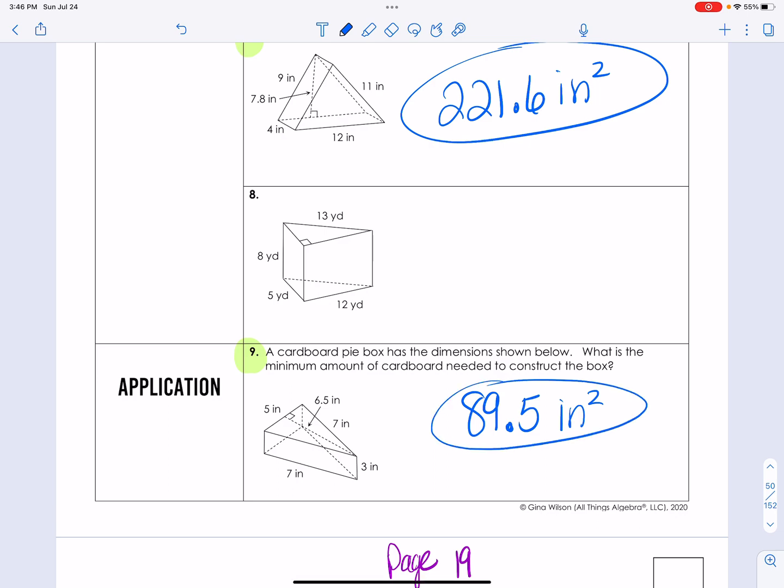Okay, so that is surface area of prisms and pyramids.